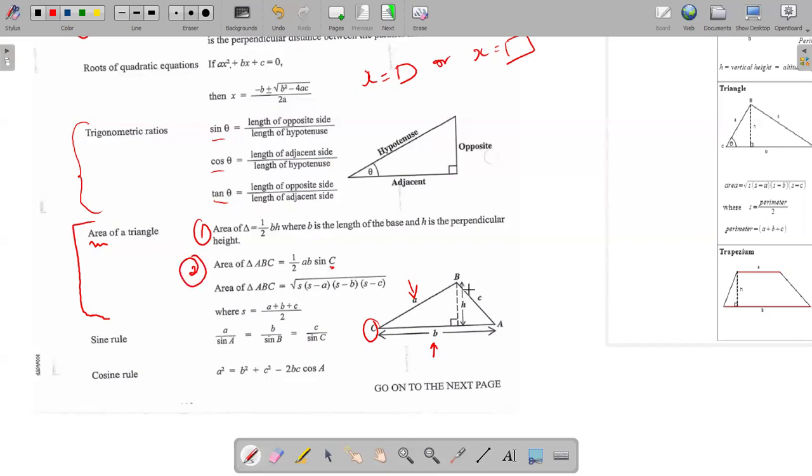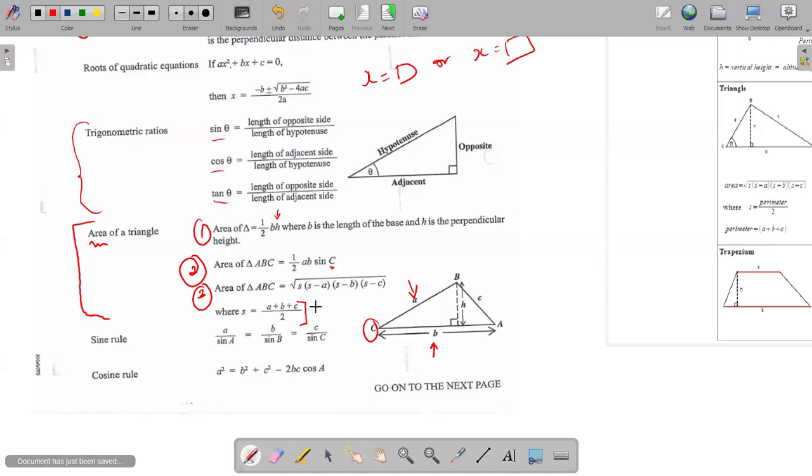Keeping it in mind, what's the difference between the first and the second formula? For the first formula, they give you the height of the triangle. For the second formula, you have two sides and the angle, so you use the second formula. And then the third formula, which is this one here, has two parts. You must find S to use the formula, and here they explain how to find S.